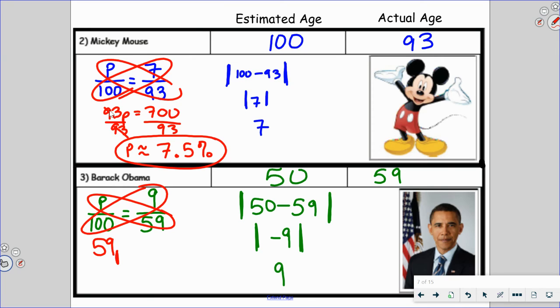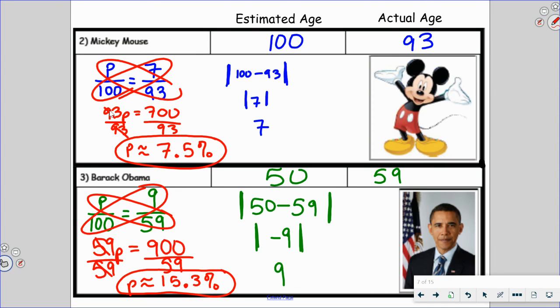59 times p, 59 p's. 100 times 9, 900. But let's solve for p and divide both sides by 59. And p, again, trust my division, 900 divided by 59. That one was not so close, was it? 15 3/10%, my worst guess yet.